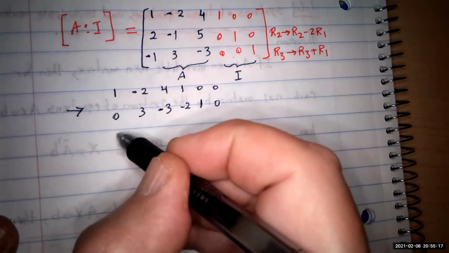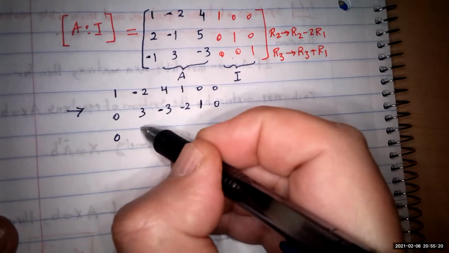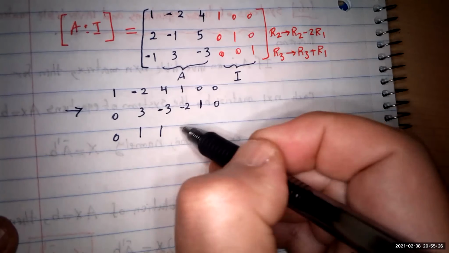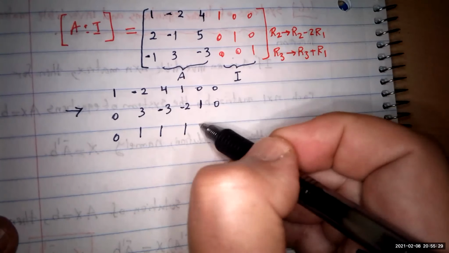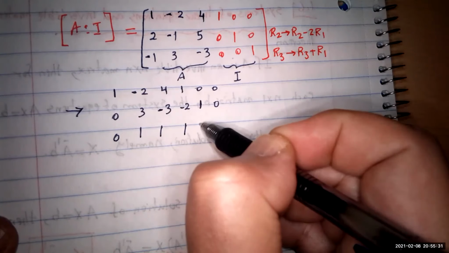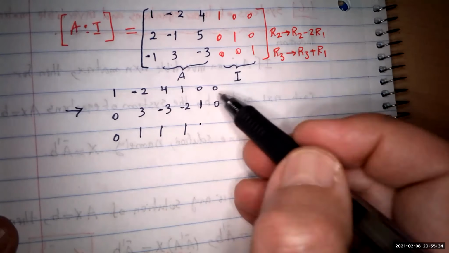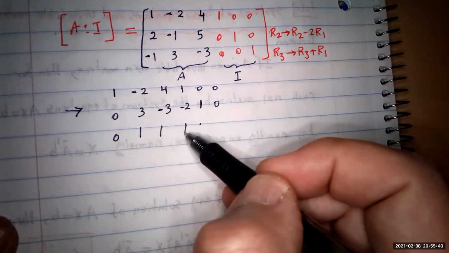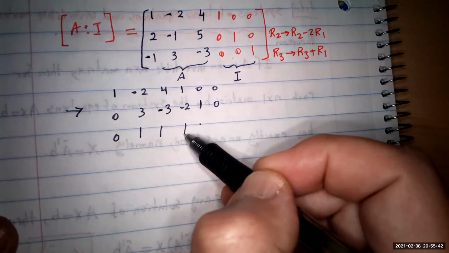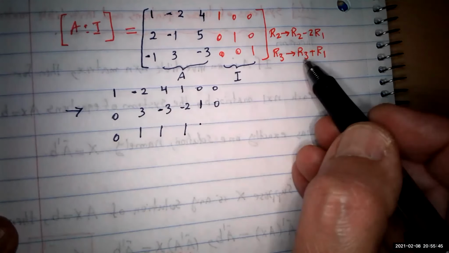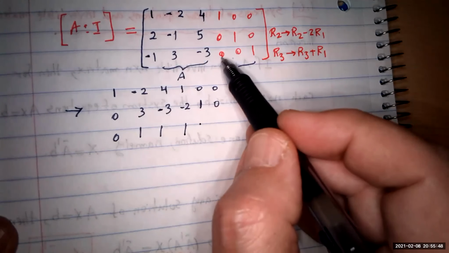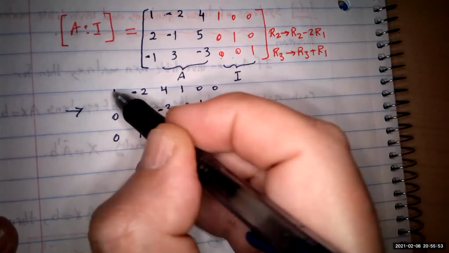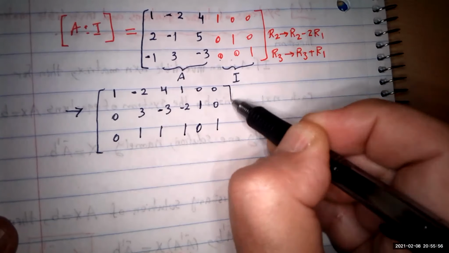R3 and R1, you add them together, that's going to be 0, and you add these two together, you get the 1. Okay, and this is going to be 1. We get the 1 here, then this is going to be 1. Okay, we get the 1, 1. So that was 0, 1, 1. And then we get the 1 and R3 and R1, we get a 1, and this is 0, 0, 1. Okay, so this is going to be the resulted matrix.